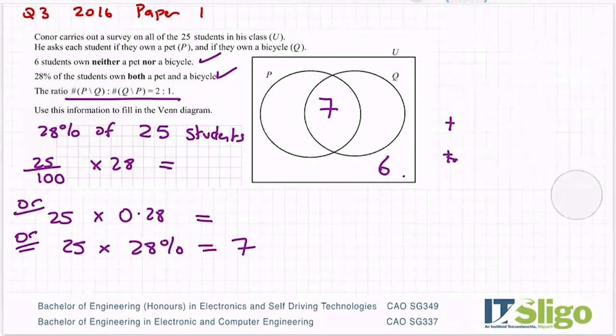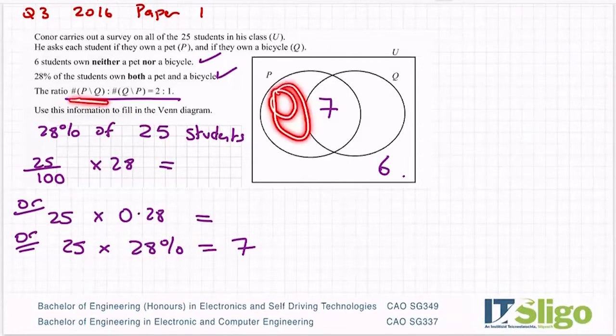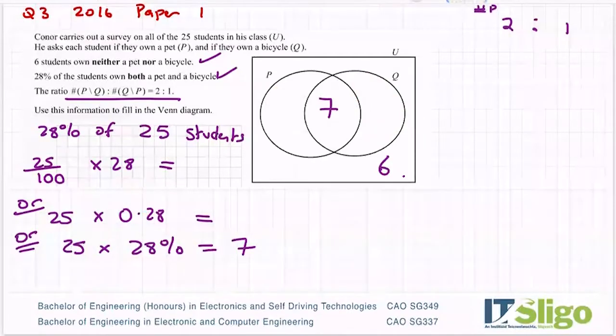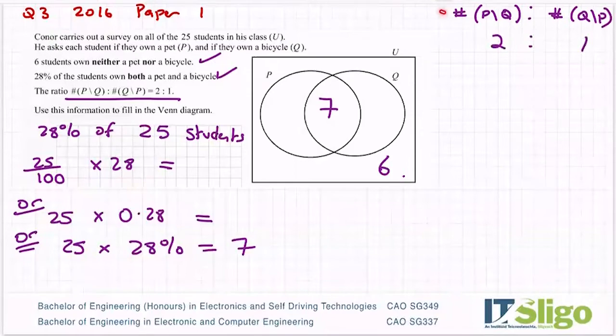So when it tells you that the number of numbers here, that's hash P not Q, to the number of numbers here is 2 is to 1. Okay, so what does a ratio of 2 is to 1 mean? This is hash P not Q is to hash Q not P, is 2 is to 1. That means there's twice as much in this area as there's in this area.